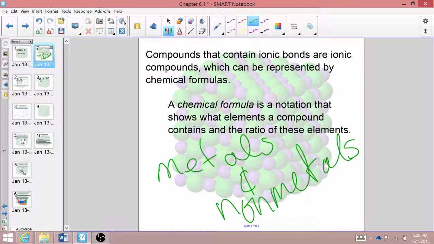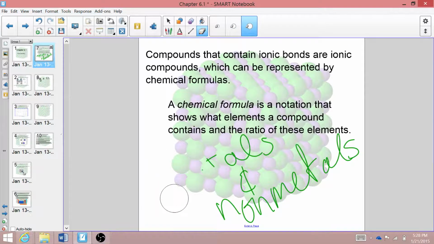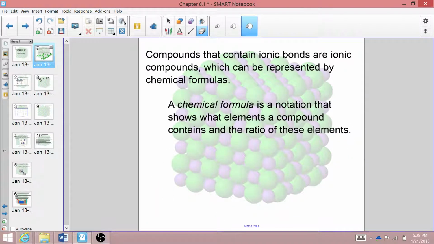Metals want to give away their electrons in general to become cations or positively charged, and nonmetals want to take those electrons to become anions, or negatively charged. And that's where we get those opposite charges that end up attracting. Now, we can represent an ionic bond by something called a chemical formula. And a chemical formula is a notation that shows what elements are in that compound and what the ratio of those compounds are.